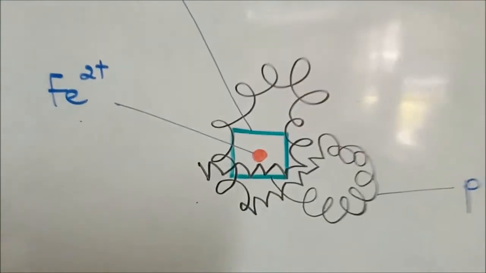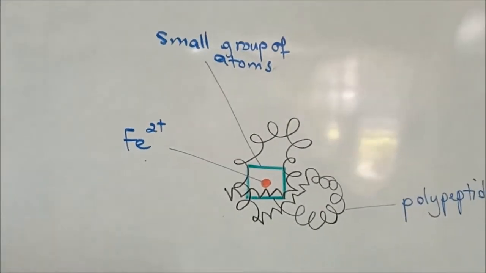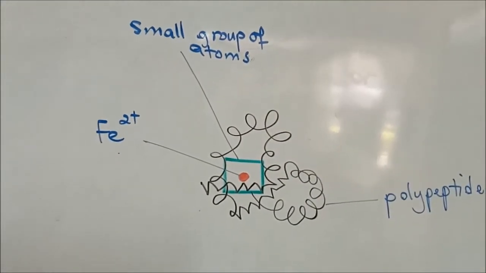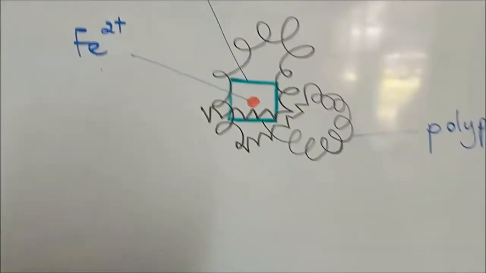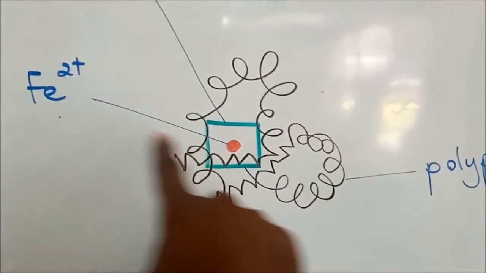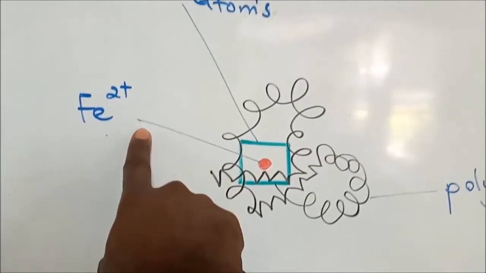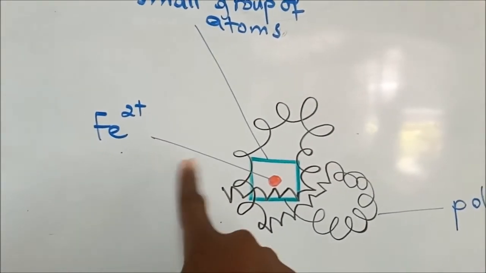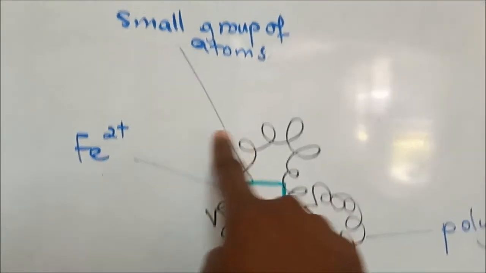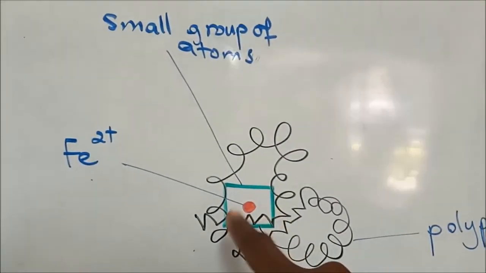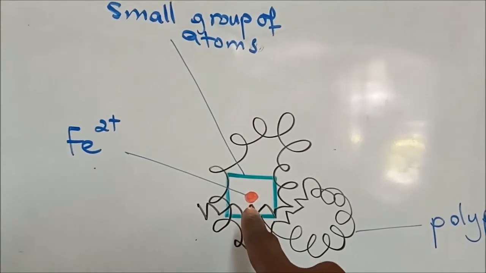So I did a little drawing here, and at the center of the drawing, that green box with that red dot would represent my heme group. At the center of my heme group is the iron atom. All right, so the iron is at the center and the red dot, and the green box represent the small group of atoms surrounding that iron in the center.